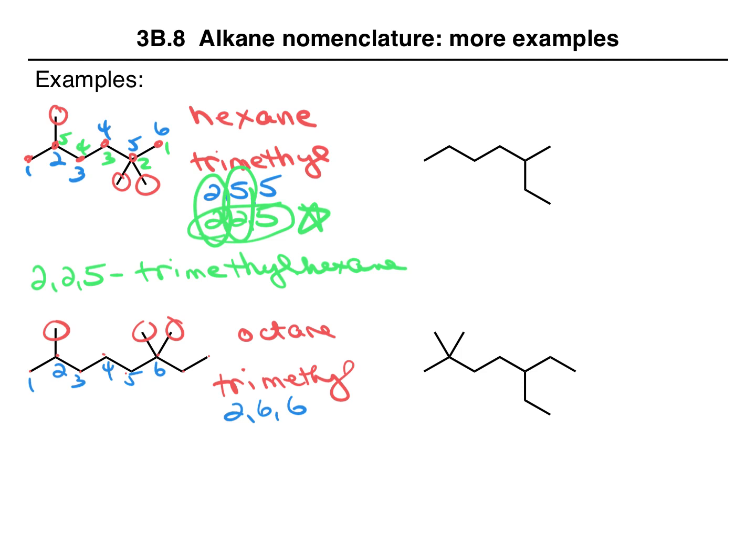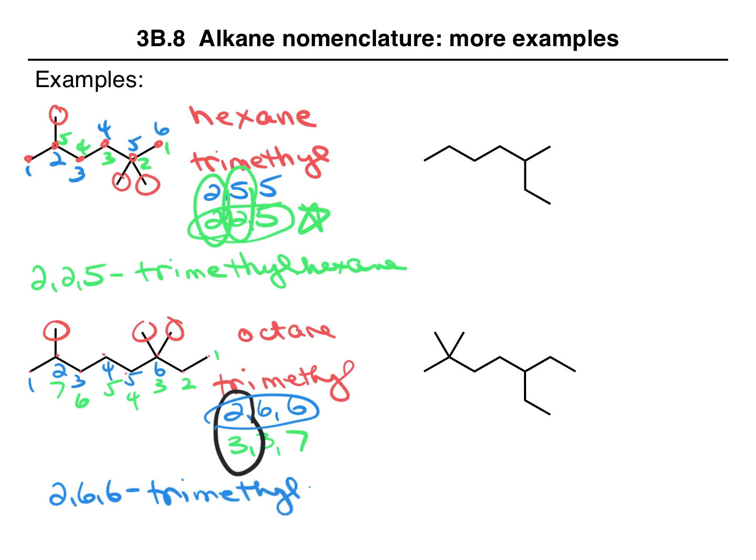If we go right to left, 1, 2, 3, 4, 5, 6, 7. Here we have 3, 3, 7. We're not interested in looking at overall how much does it add up to. Instead, we're just looking for the first point of difference. Going the blue way, we start out with 2. Going the green way, we start out with 3. So we are going blue. So this is 2,6,6-trimethyloctane.